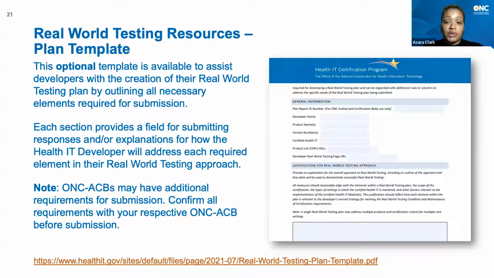The first I'm going to talk about here is the real world testing plan template, where this is an optional template. It's not mandatory that you use it, but it was something that ONC wanted to put out just to ensure that you had a way to sort of reference how this information could be organized. So what we do is we provide a section for each of the different fields that are required as far as elements that you must touch on in your real world testing plan. We provide like a little synopsis of what should be included in that section.